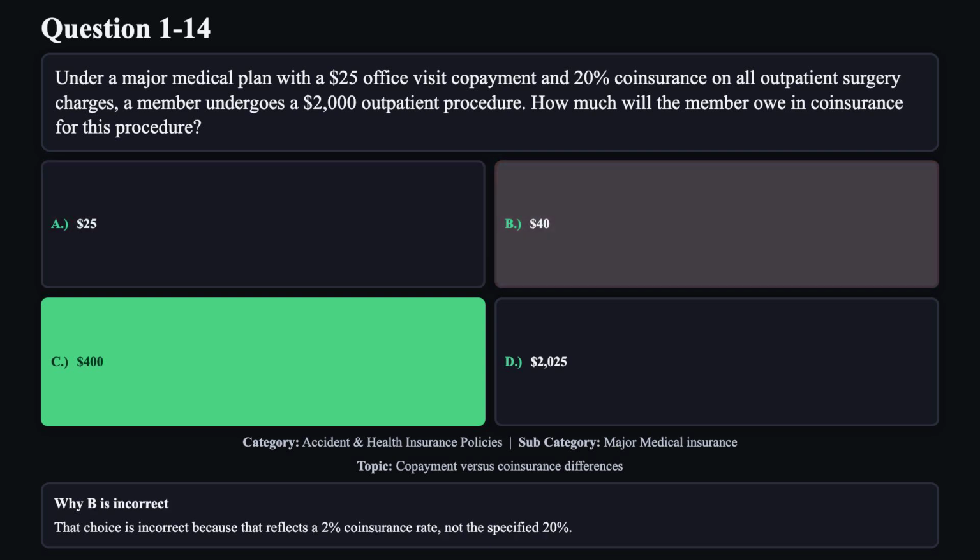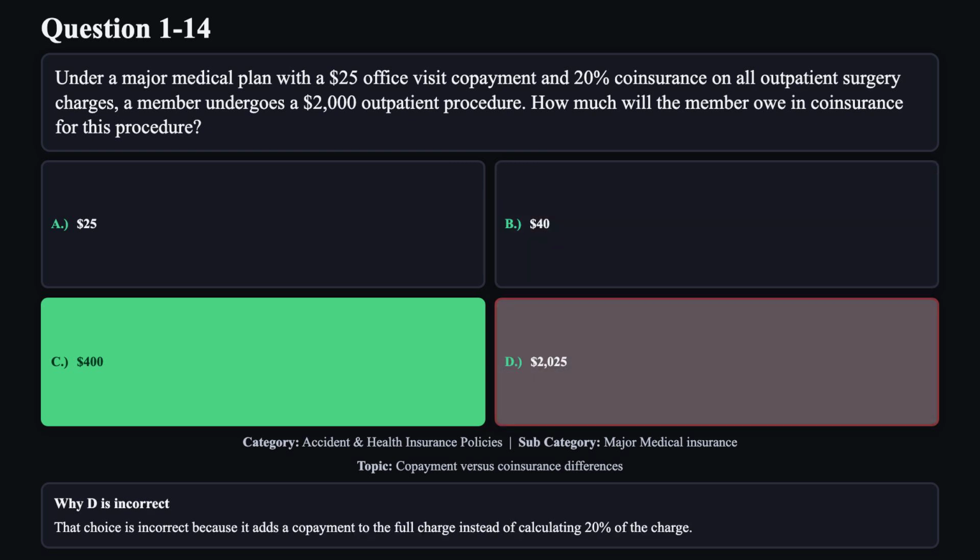Reason B is not correct. That choice is incorrect because that reflects a 2% coinsurance rate, not the specified 20%. Reason D is not correct. That choice is incorrect because it adds a copayment to the full charge instead of calculating 20% of the charge.